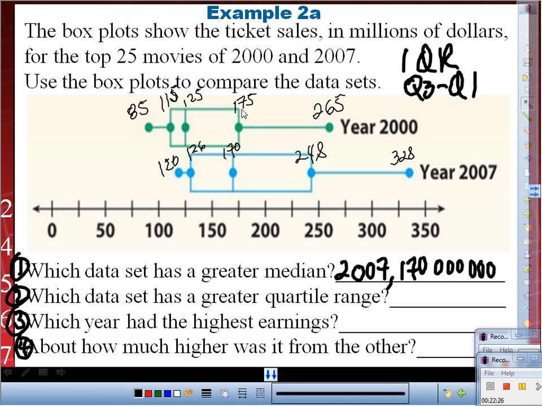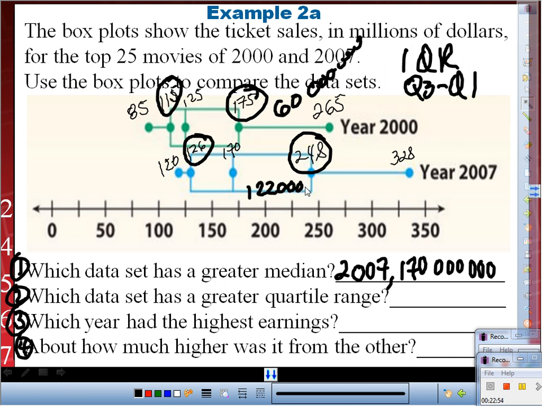So let's see. What is Q3 on this one? 175. What is Q1? So what is the IQR? 60. It's 60 million. All right. So what is Q3? 248 for this one. Q1 is 126. So what is the IQR? 122 million. So which one has the greatest one? 2007. That is correct.